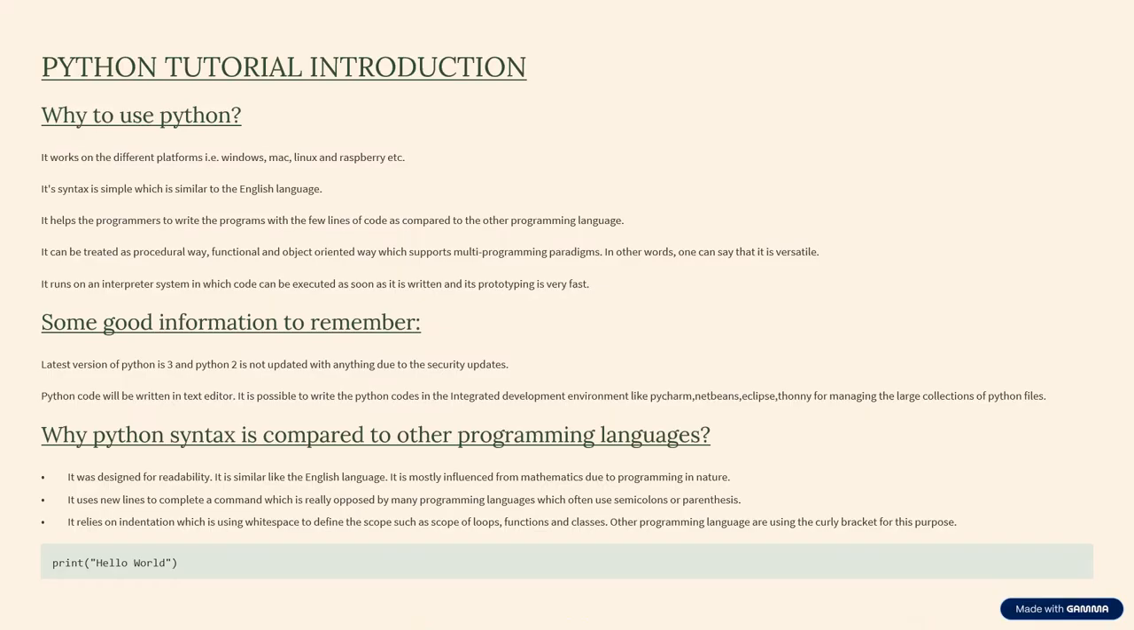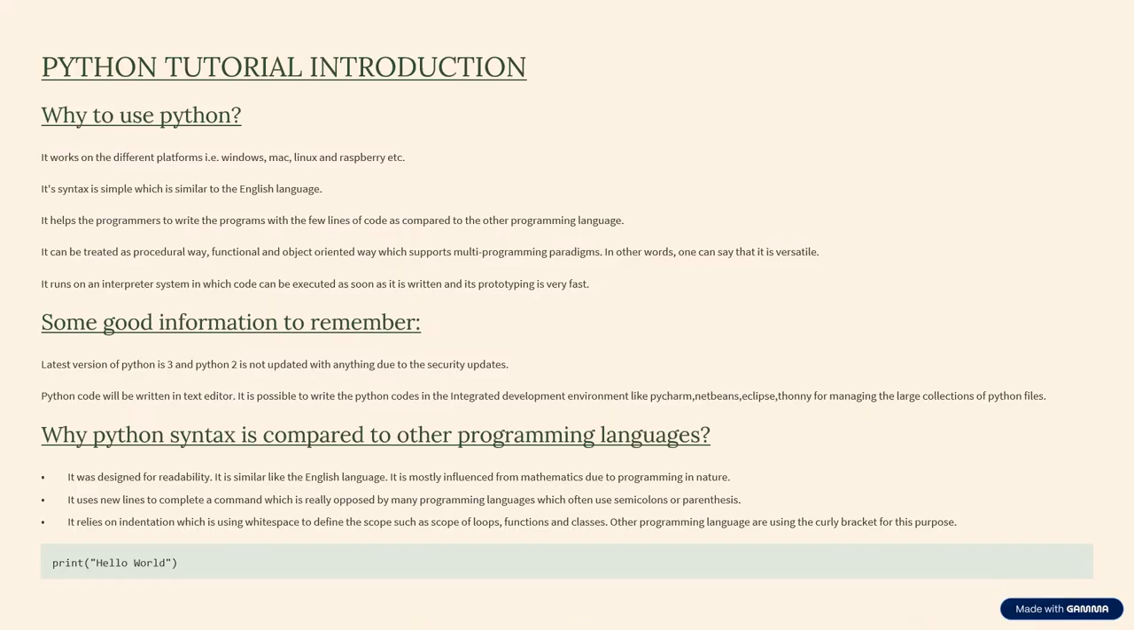Python syntax, compared to other programming languages, was designed for readability. It is similar to the English language. It is mostly influenced by mathematics. It uses new lines to complete a command, as opposed to many other programming languages, which often use semicolons or brackets. It relies on indentation, which uses white space to define scope, such as groups of functions and classes. Other programming languages use curly brackets for this purpose.